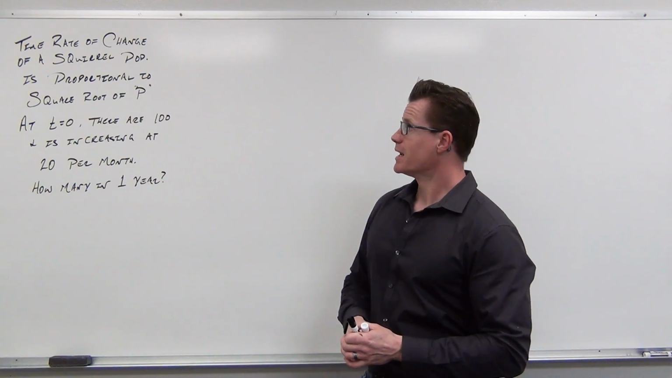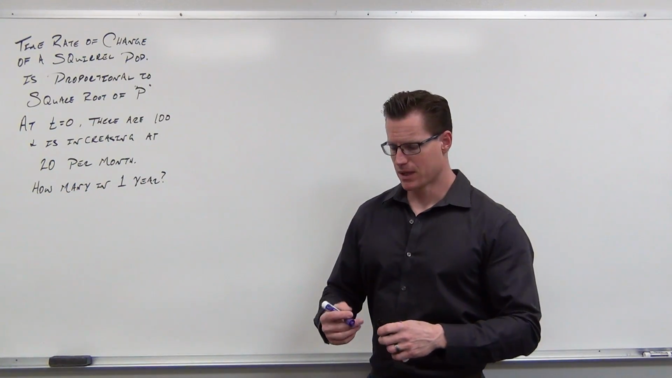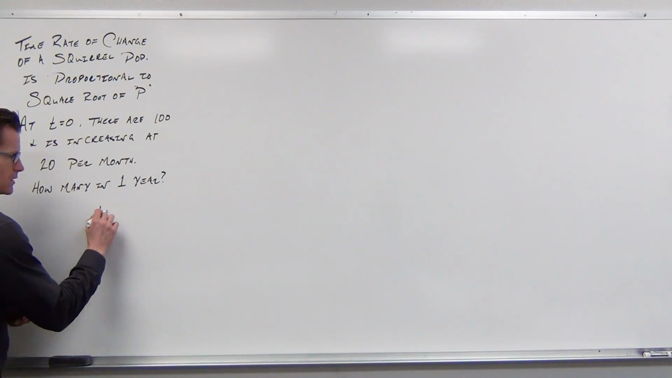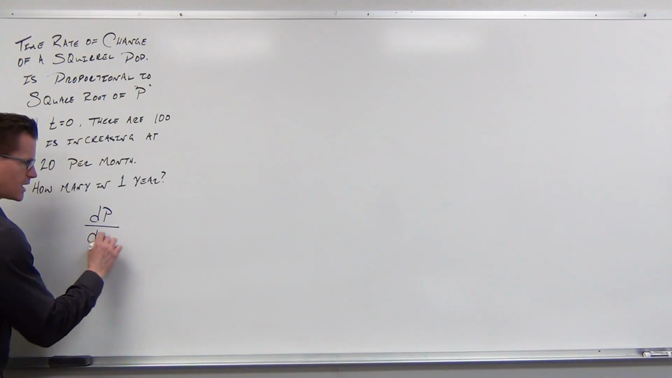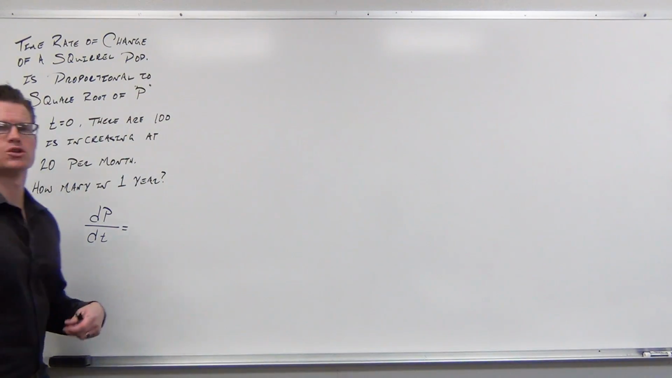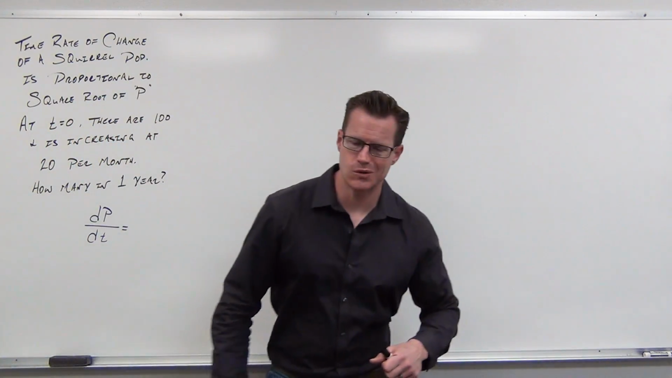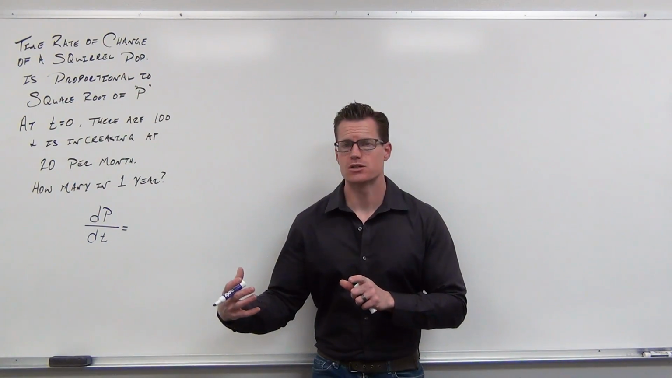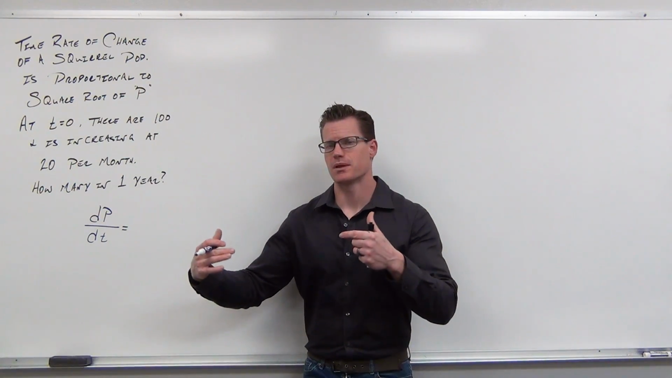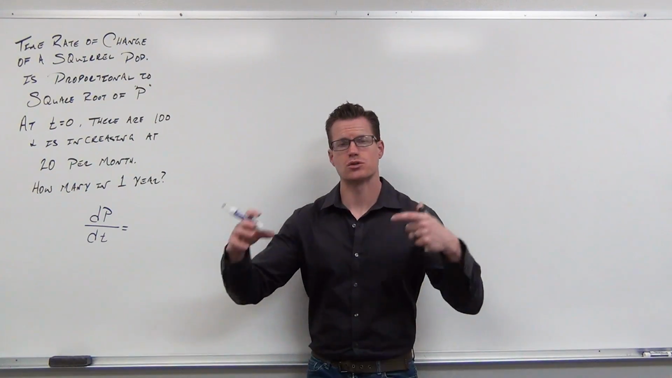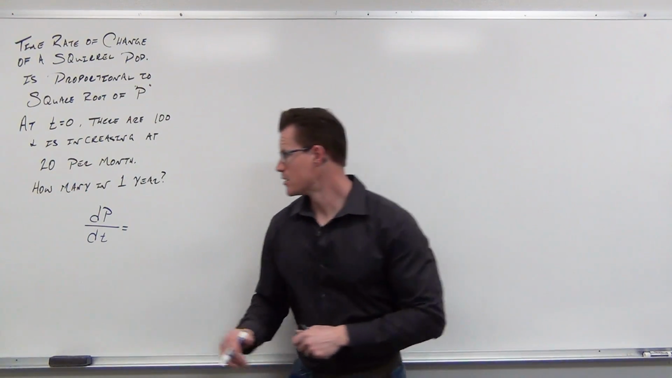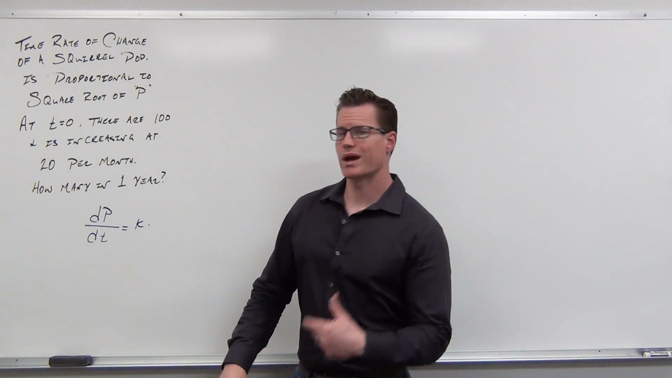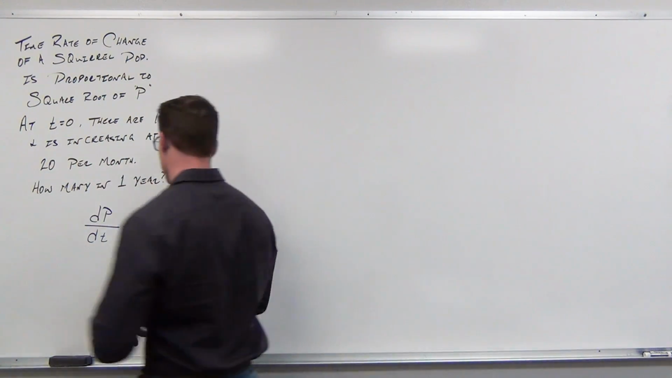So, okay, well, if we make P the population, then the rate of change of our population with respect to time, let's see, is proportional to. When you hear that word proportional to, that means that you have a constant being multiplied by some variable. So if the rate of change of our population with respect to time is proportional to, that's going to be constant times the square root of our population.